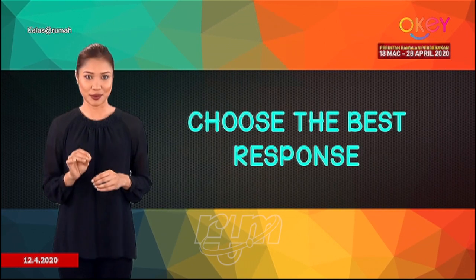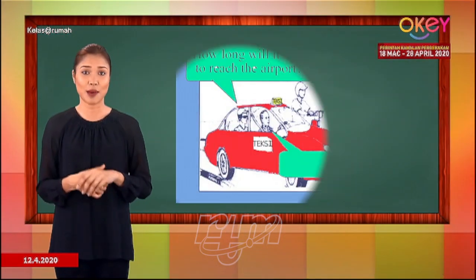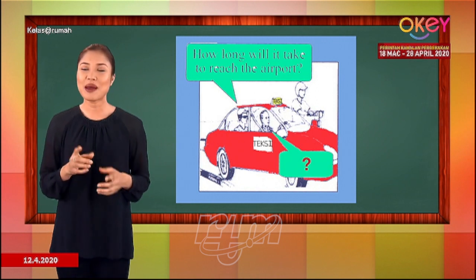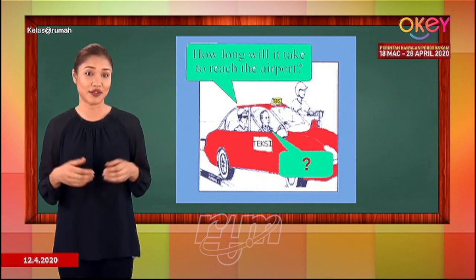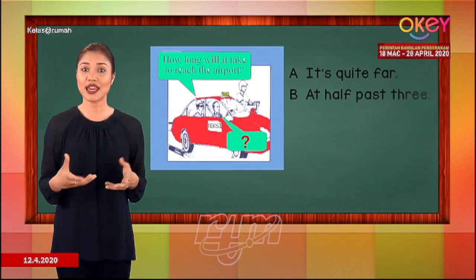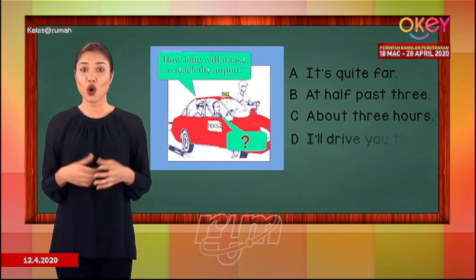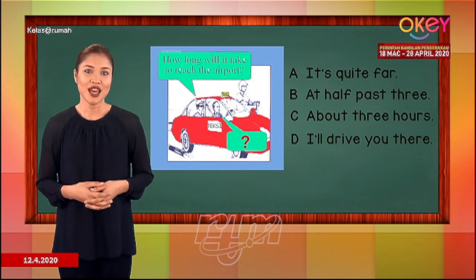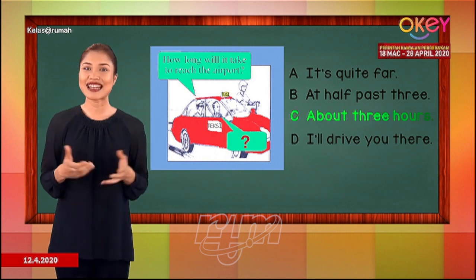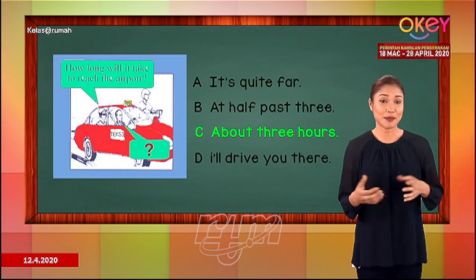Choose the best response. Now that you know the man is trying to ask for the estimated time to get to the airport, what should the taxi driver say in response to the man? Remember to choose the best answer out of the choices given. Is it A, "It's quite far"? B, "At 3:30"? C, "About 3 hours"? Or D, "I'll drive you there"? Which of these choices answer the man's question? The answer is C, about 3 hours. The other answers do not answer the man's question.